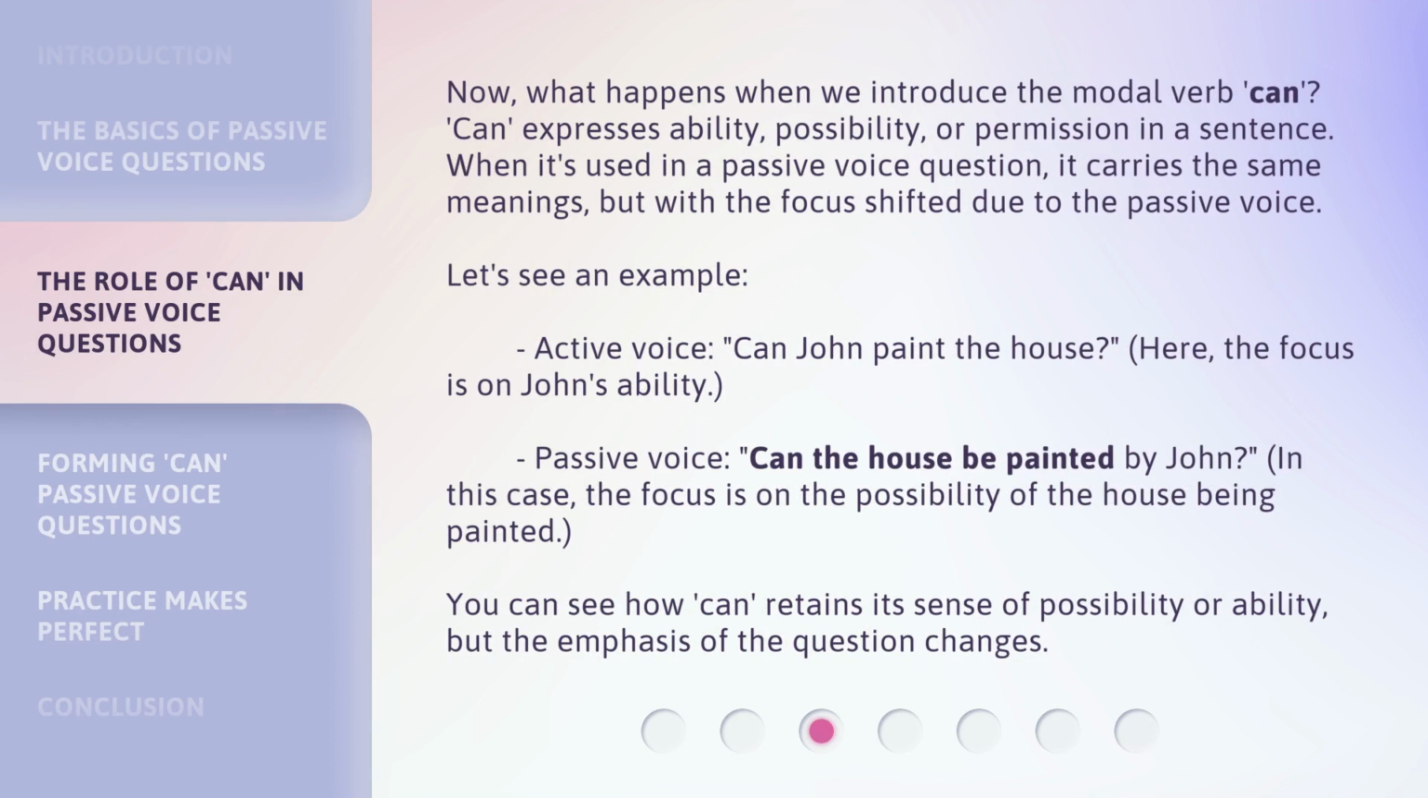Now, what happens when we introduce the modal verb can? Can expresses ability, possibility, or permission in a sentence. When it's used in a passive voice question, it carries the same meanings, but with the focus shifted due to the passive voice. Let's see an example. Active voice. Can John paint the house? Here, the focus is on John's ability. Passive voice. Can the house be painted by John? In this case, the focus is on the possibility of the house being painted. You can see how can retains its sense of possibility or ability, but the emphasis of the question changes.